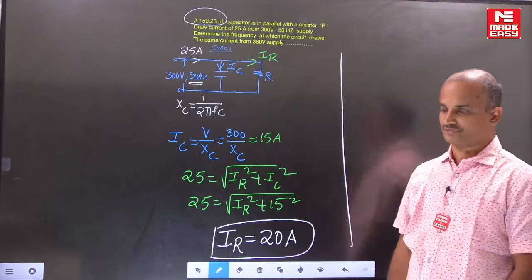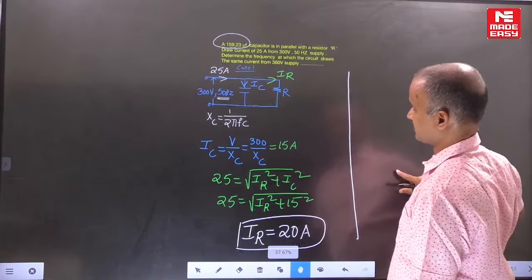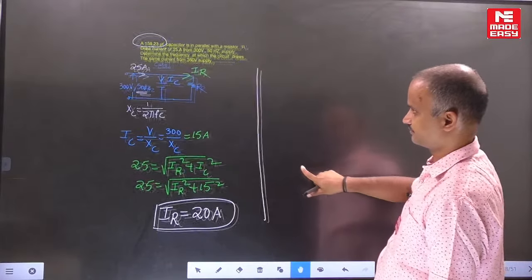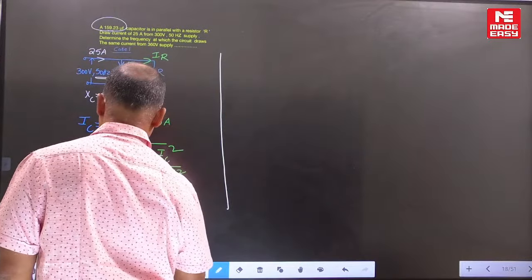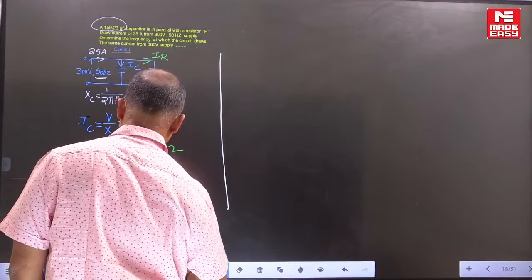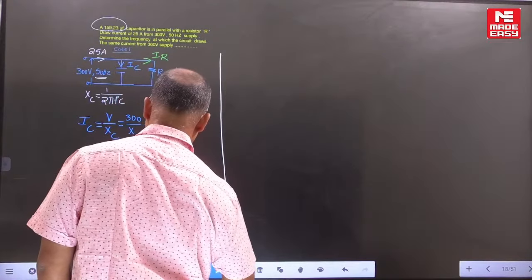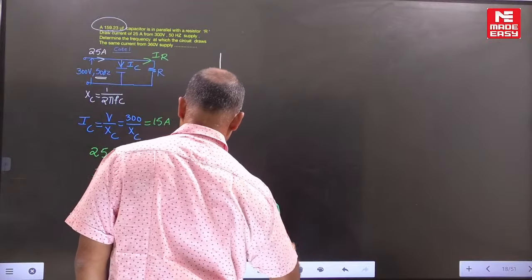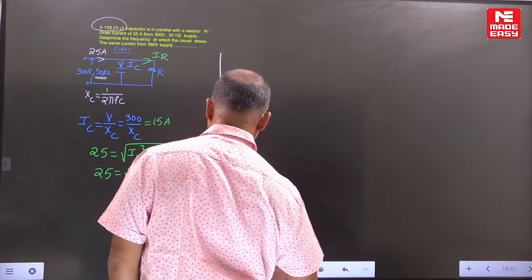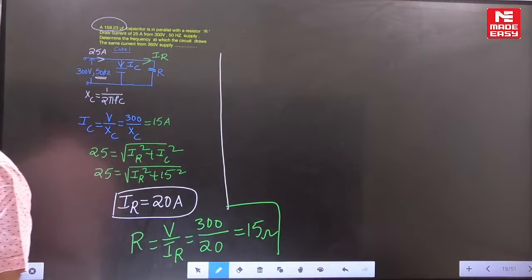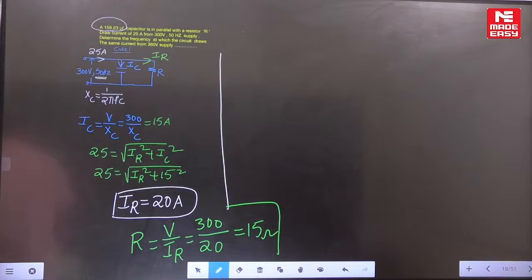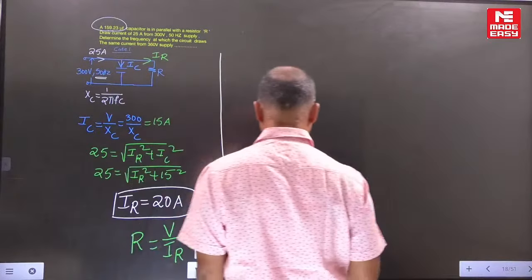From the case 1 result, can you find out the resistance value also? What is the resistance equal to? The source voltage by IR. Source voltage is 300, and the current is 20. What is the resistance here? 15 ohms. Very good. Resistance is 15. Okay, now come to case 2.